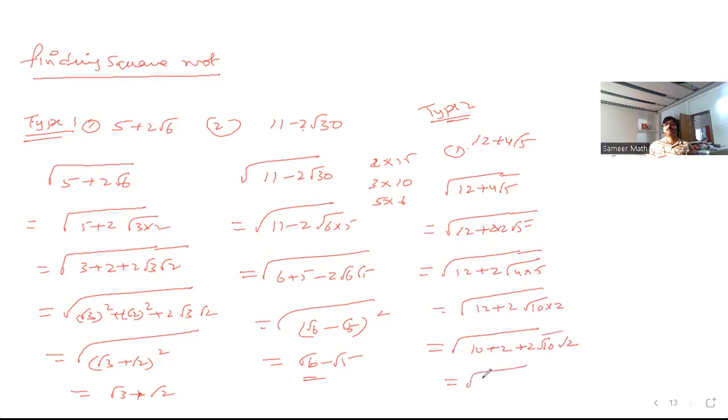So finally you have to write here root 10 plus root 2 whole square. Then your answer is root 2 plus root 10.